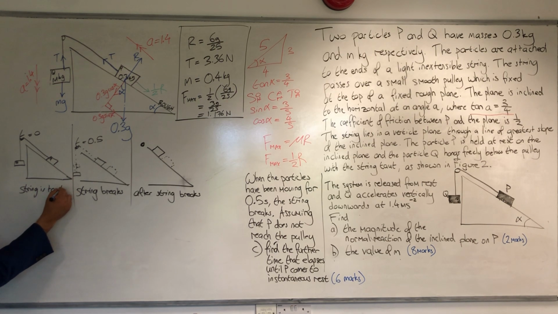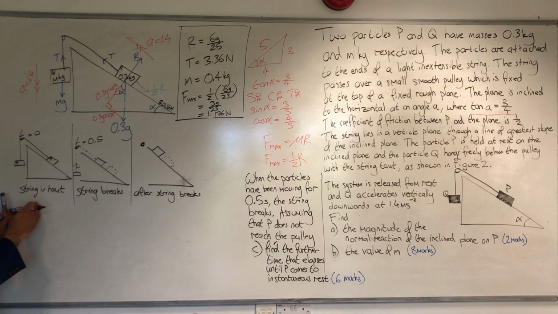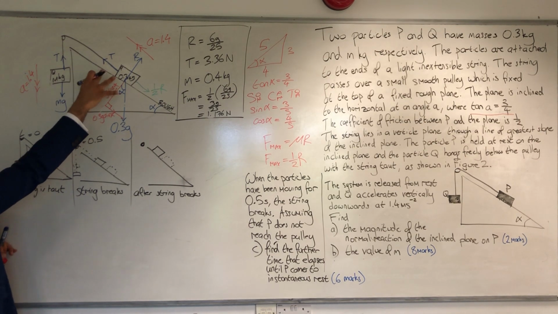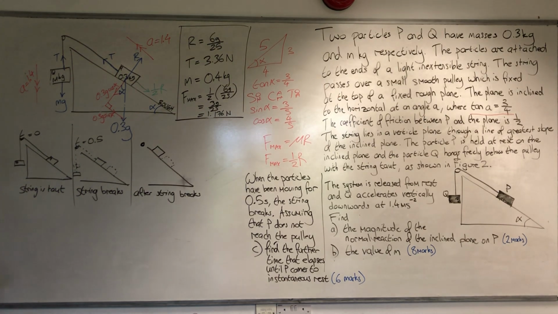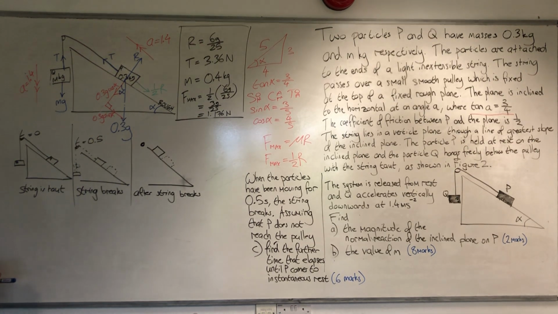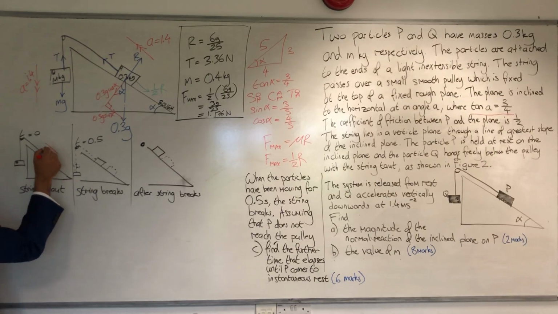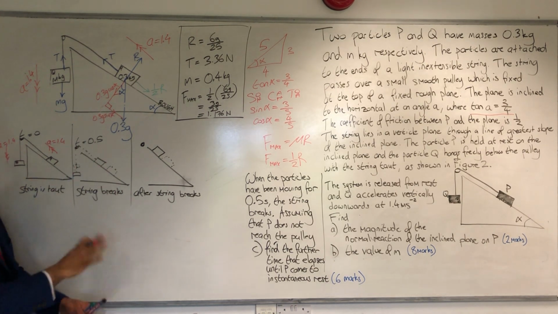Now we've got to really think about what's happening here. When the string is taut, you're in this model. And in this model, because the strings are inextensible and light, the tensions were the same, and we knew that the acceleration for both particles was the same. So for the first stage, we know that the acceleration is 1.4, and here, going down, that's also 1.4. At 0.5, the string breaks.